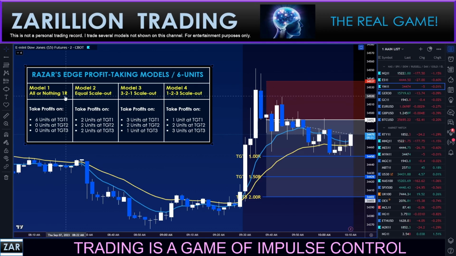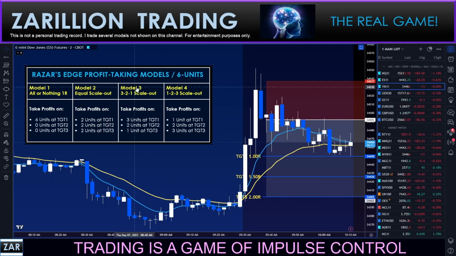All right, so my 4 profit-taking models using 6 equal units, anything divisible by 6. Model 1 trader, if they were all or nothing 1-hour trader, exited all 6 units at target 1 right there. Model 2 has scaled out 2 units. This is the equal scale out model. 2 units at target 1 with the intention of exiting 2 at target 2 and 2 at target 3.